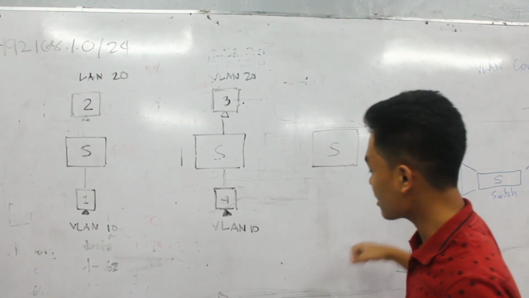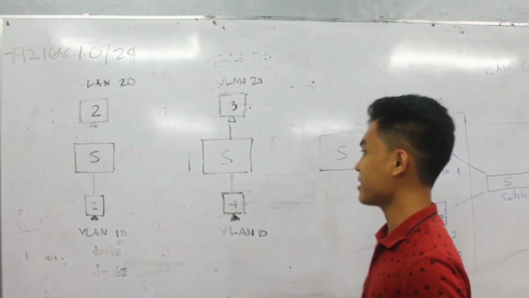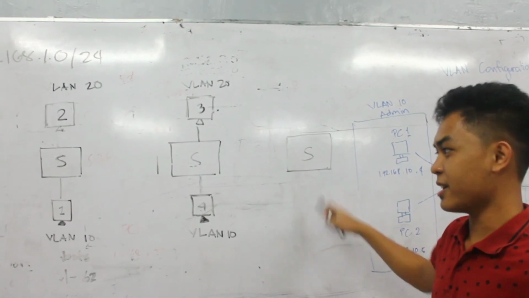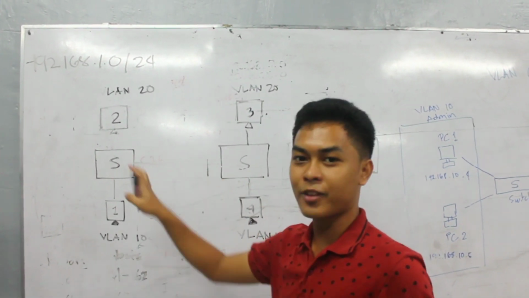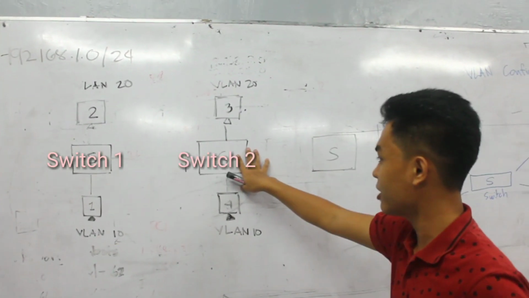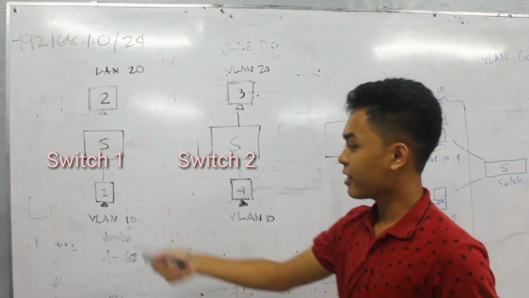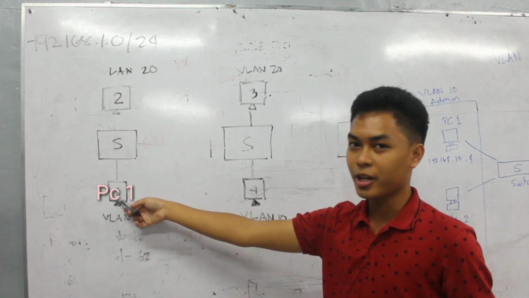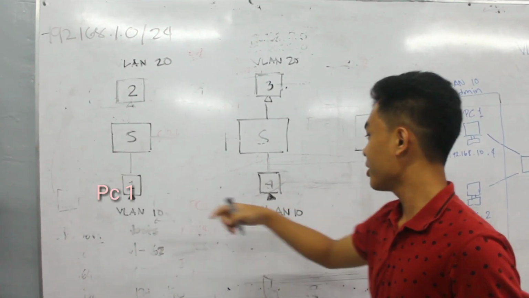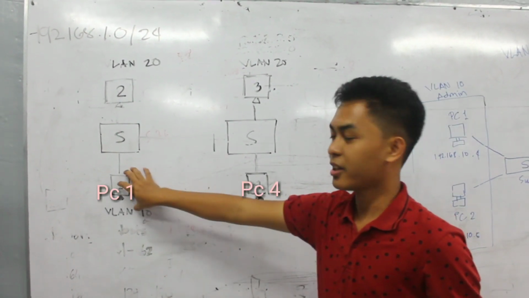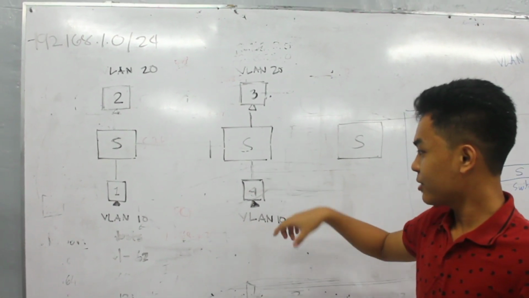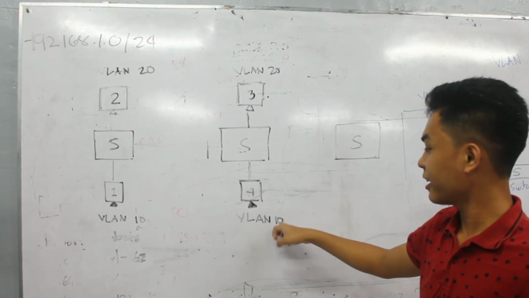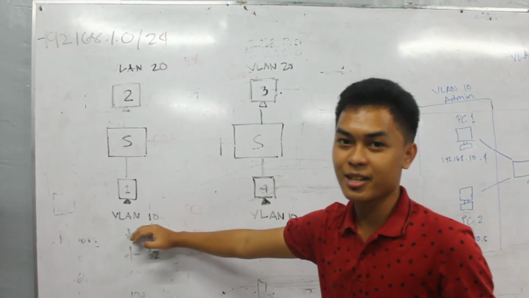Let's say another example is we have 3 switches. We need to use trunking that will link from this switch to this switch. Let's say PC1 will send a message to PC4. Automatically it will broadcast to PC4 because it has VLAN 10, the same as this.